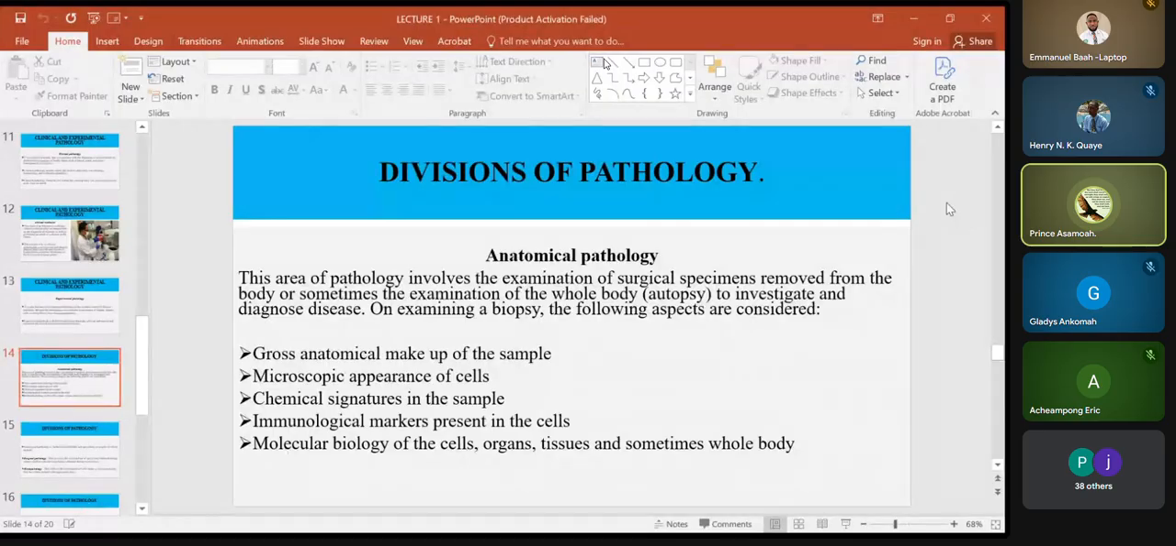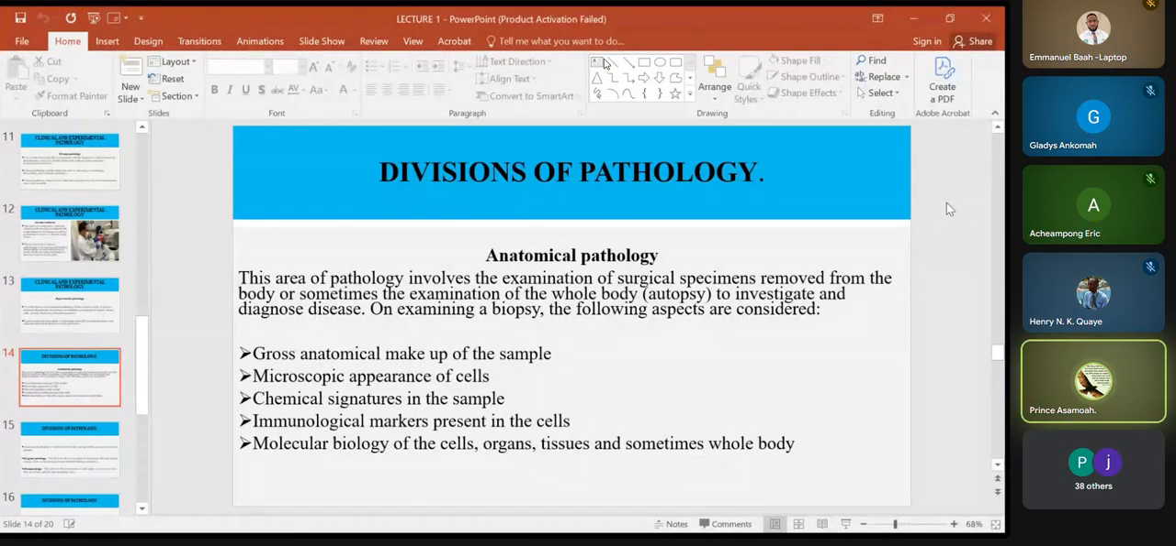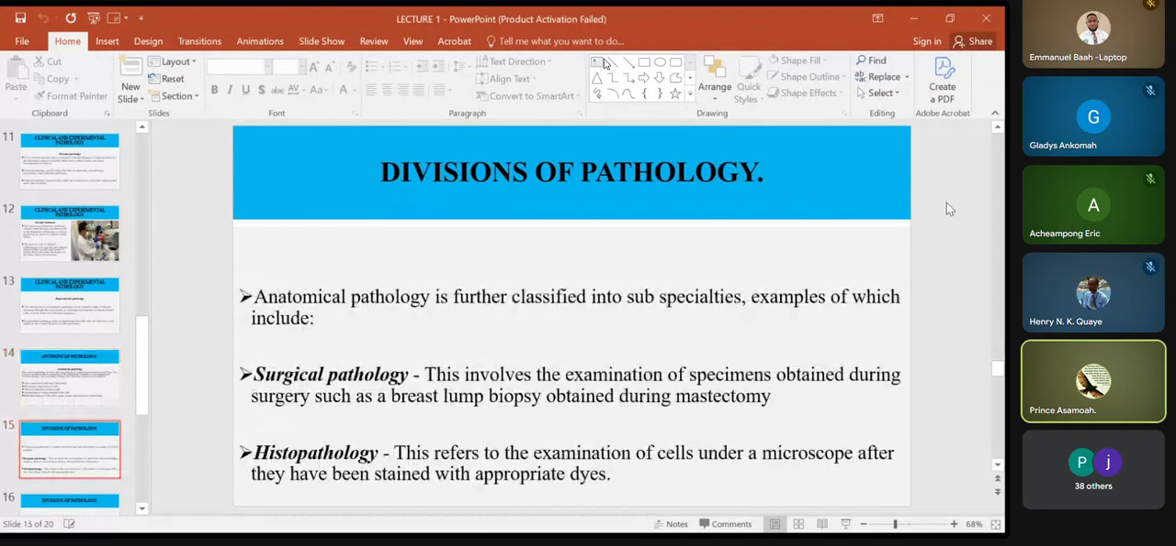Then immunological markers present in the cell, we can observe them and get a clue of what the person was battling with before the person died. And the molecular biology of cells, organs, tissue, and all this. So we can go into anatomical pathology just to understand the changes that have happened to that structure, either the cell, the tissue, the organ, or even go deeper to the chemical level. You can do that in anatomical pathology.